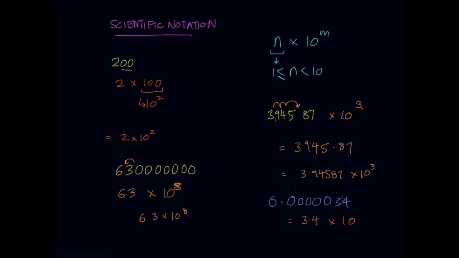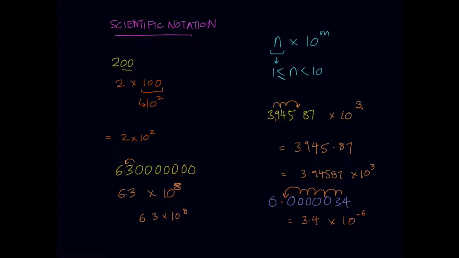In order to do that, the decimal has to go 1, 2, 3, 4, 5, 6 places to the left. And if you want the decimal to move to the left, it has to be a negative power. So this is going to be 1, 2, 3, 4, 5, 6. So negative 6. Okay? So this number in scientific notation is going to be 3.4 times 10 to the negative 6.